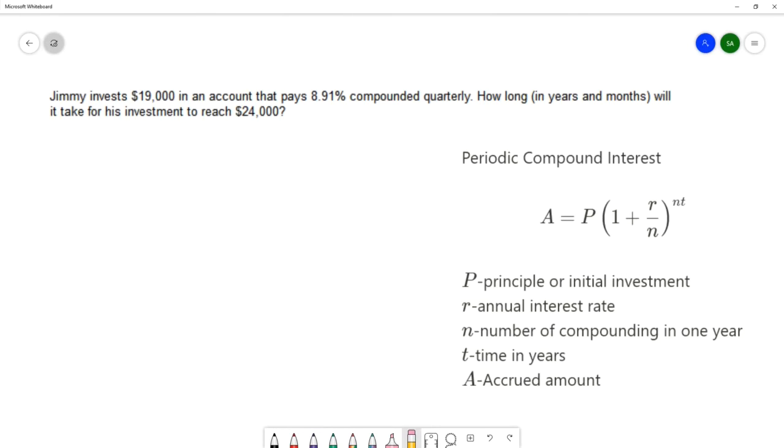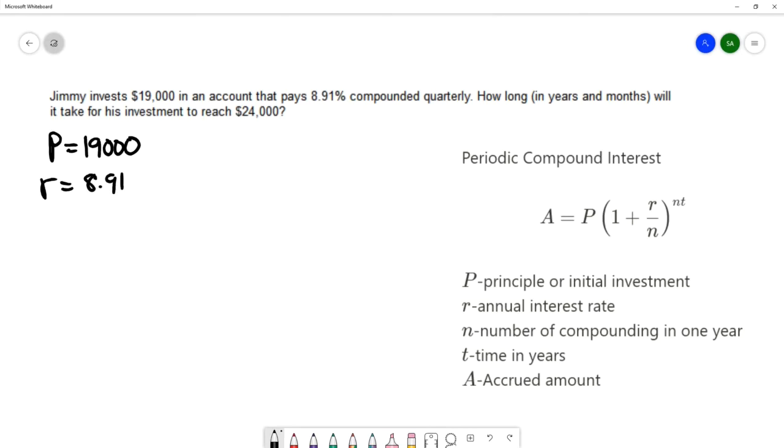So as we start reading, it says that Jimmy invests $19,000 into the account. This is going to represent his initial investment. And so we're going to let $19,000 be P. So P is the principal, the initial investment. In an account that pays 8.91% compounded quarterly, 8.91% will represent the interest rate, which is R.